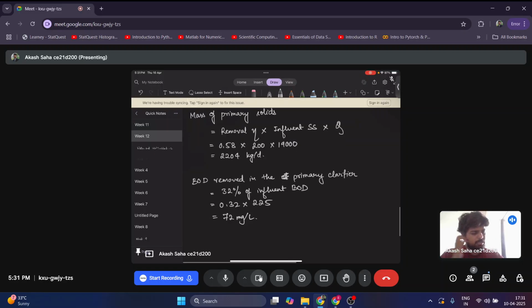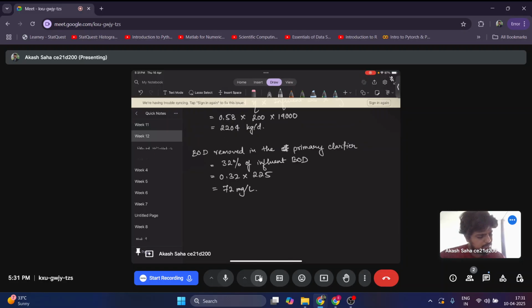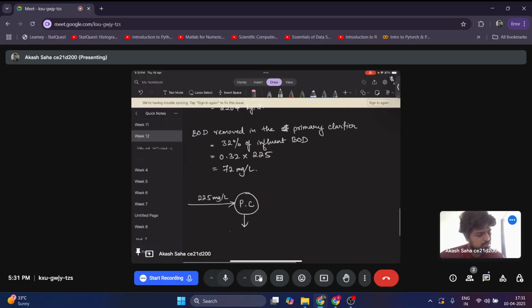So why is this important? Suppose this is my primary clarifier, 225 milligram per liter BOD is coming in, out of which 72 is removed from the system. So how much will go to the aerator? It will be only 225 minus 72, so that is 153 milligram per liter.